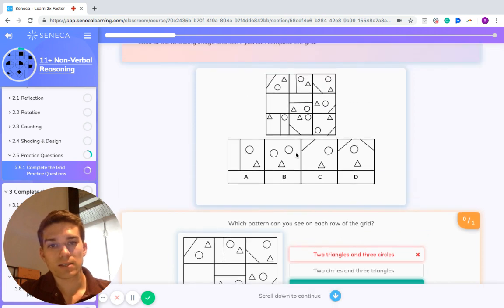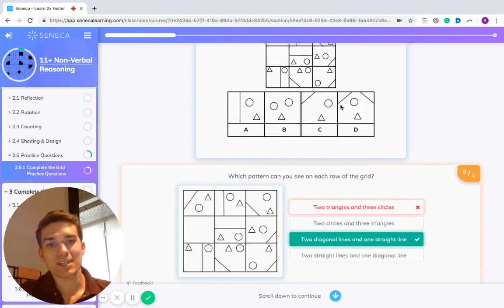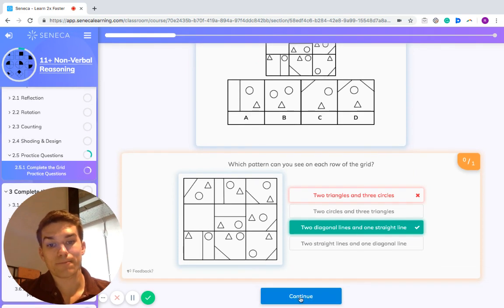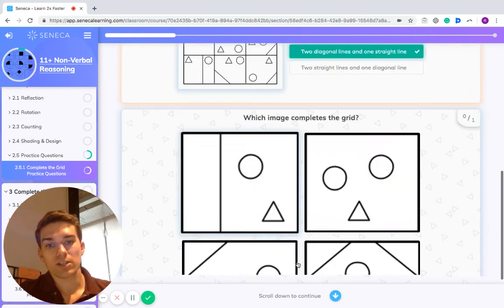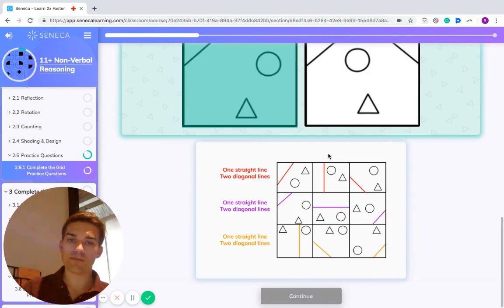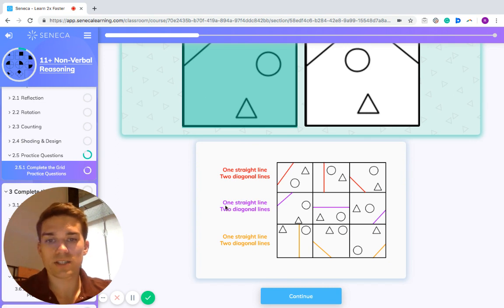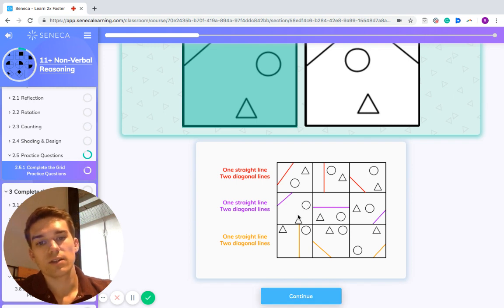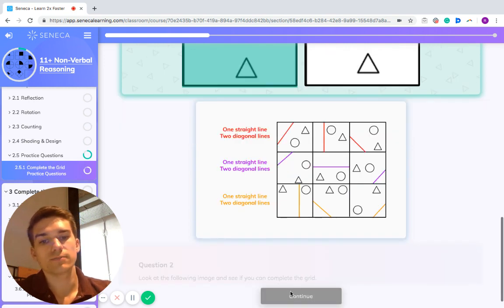Okay, so that rules out A and B and leaves us just with C and D. Now, one thing you'll notice straight away about D is it's got two diagonals. So that probably tells us it's going to be C. But let's have a look. So it's going to be this one, which is C. And the reason why it's this one is that one straight line and two diagonals in each line. Okay, and then it's also one circle, one triangle.